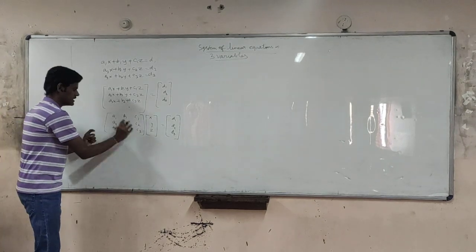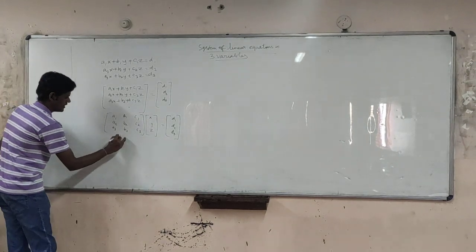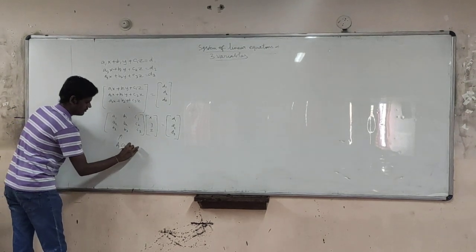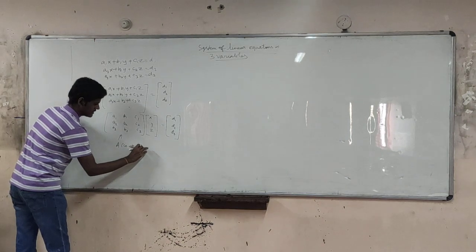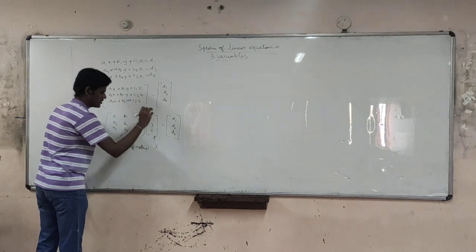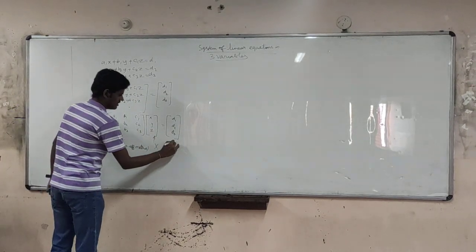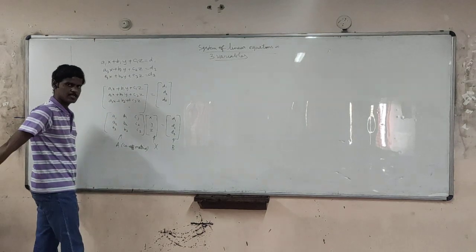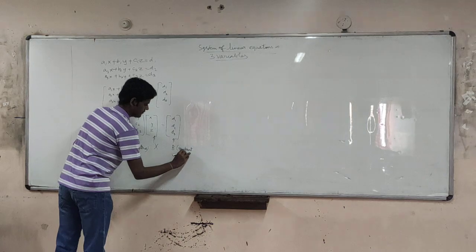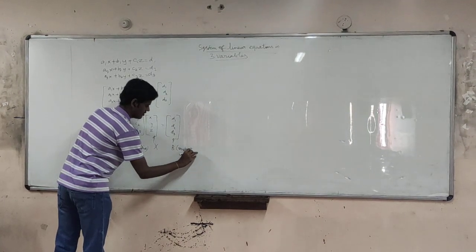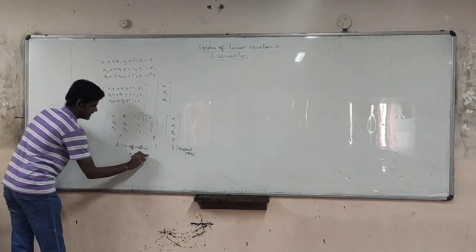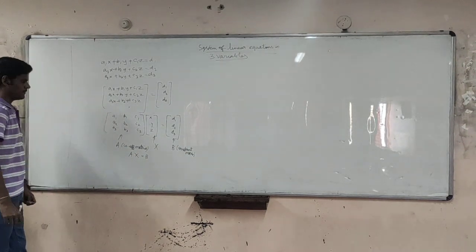Okay, this matrix is nothing but coefficient matrix. I am naming this matrix as A. This is coefficient matrix and this is variable. So I am writing x and I am naming this matrix as B. This is constant matrix. So I am writing this as A into x equal to B.